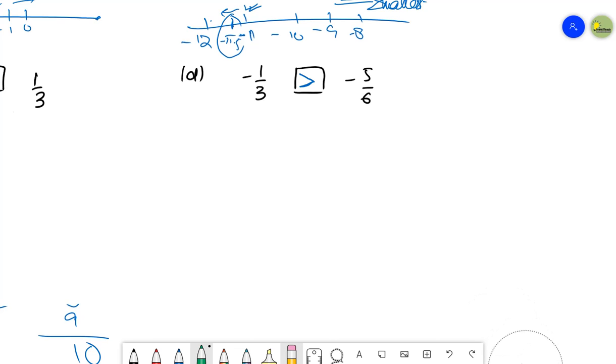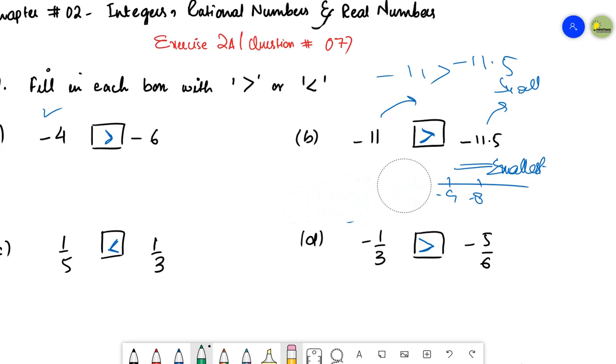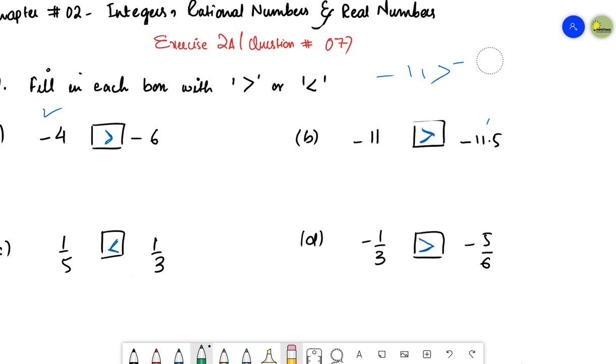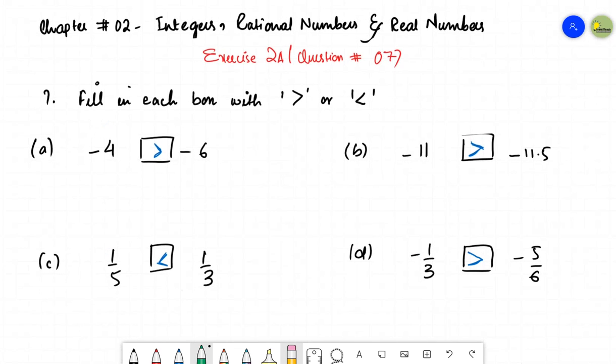Okay, so this is how you need to do this question. I hope this question is clear to you. Let me remove this unnecessary information so that it looks clearer. So this is how we have done question number 7. We have written -4 is greater than -6, -11 is greater than -11.5, 1/5 is less than 1/3, and -1/3 is greater than -5/6. Right? So this is how you need to do question number 7.